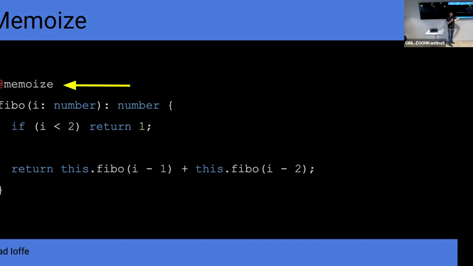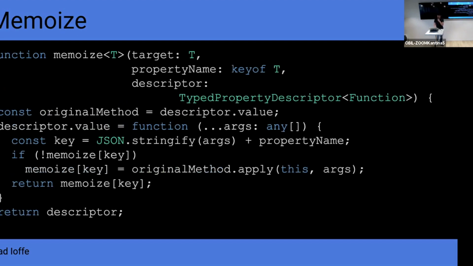So if you call the same method twice with the same arguments, the method itself will be invoked only once because the first value will be cached. Okay, so let's see how this memoize decorator is working. There's a lot of code here, but we will try to break it down line by line.